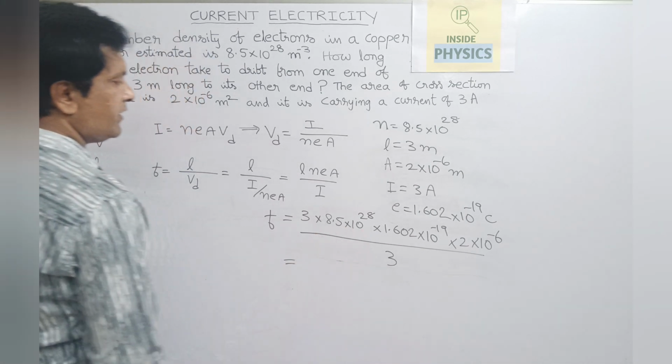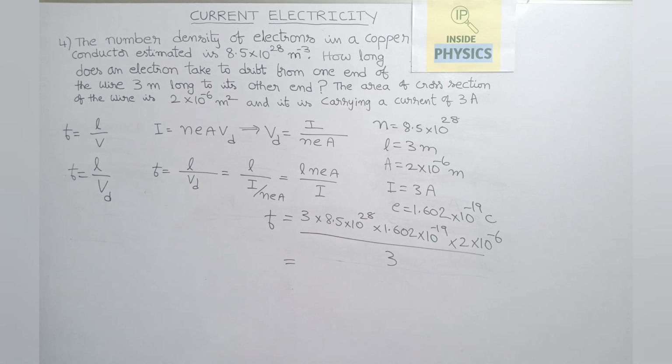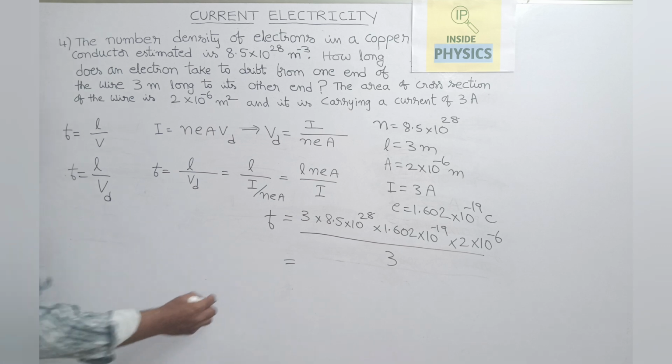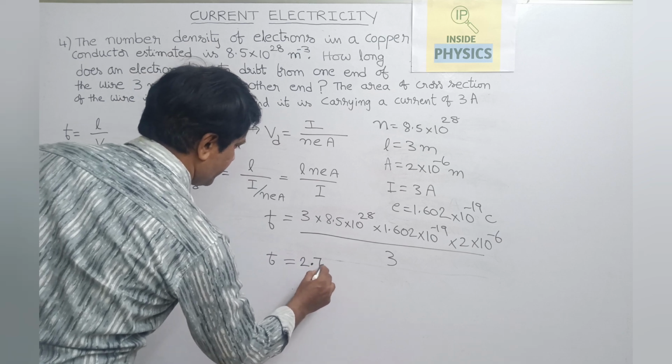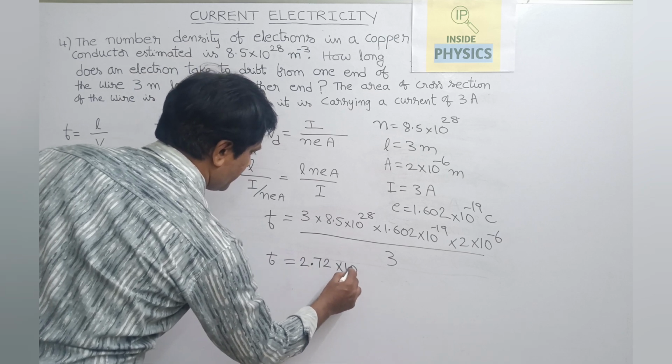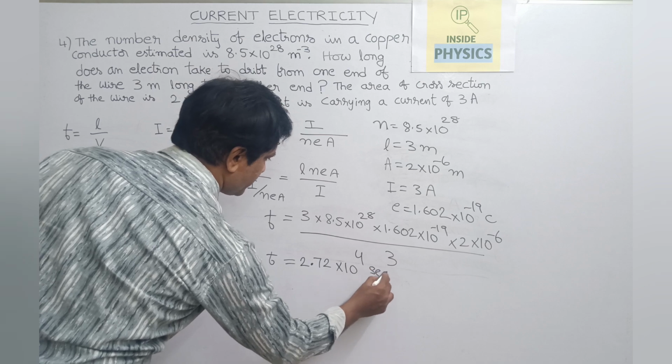If you calculate this and simplify the terms, simplifying the powers of 10, you will get the time taken T equal to 2.72 into 10 to the power of 4 seconds.